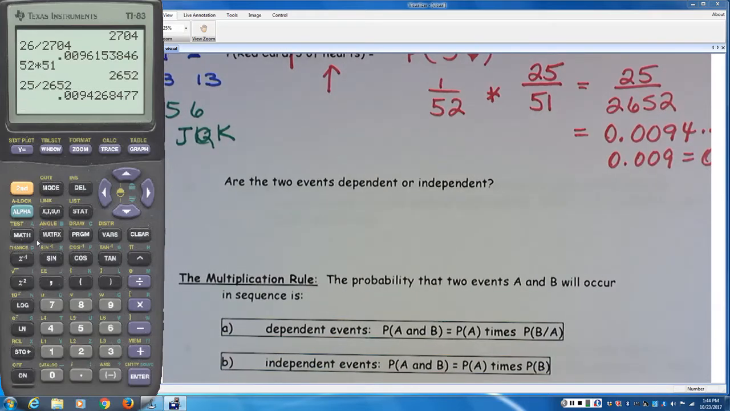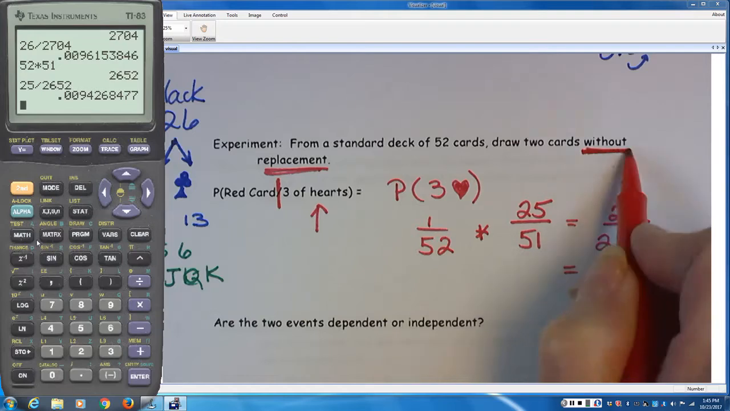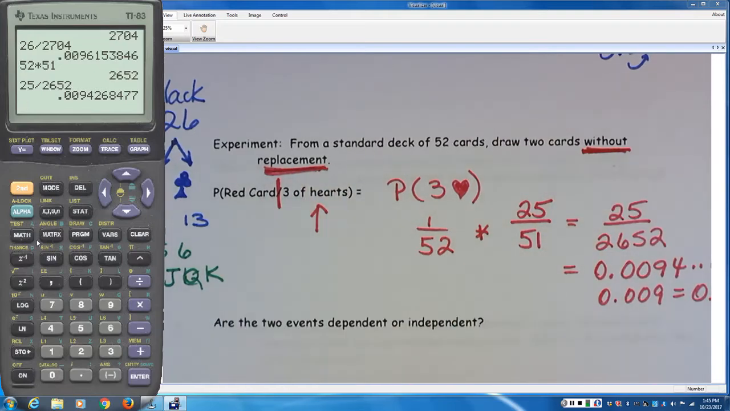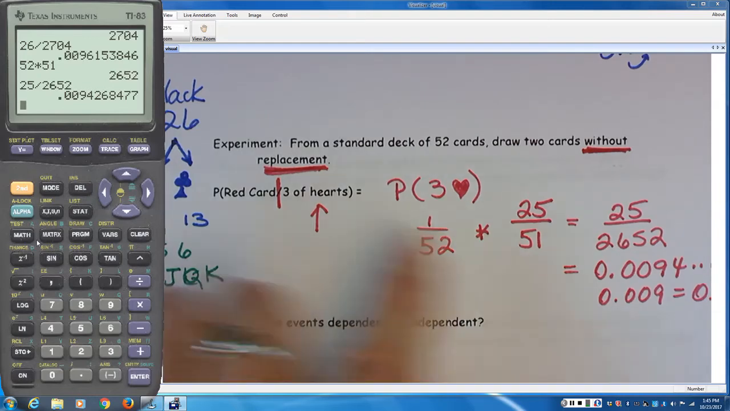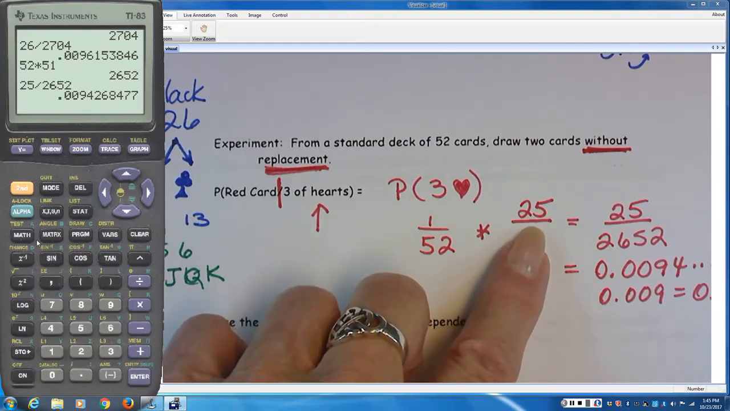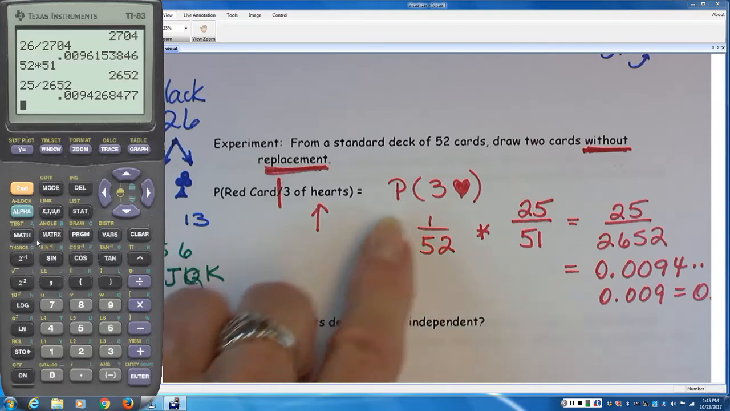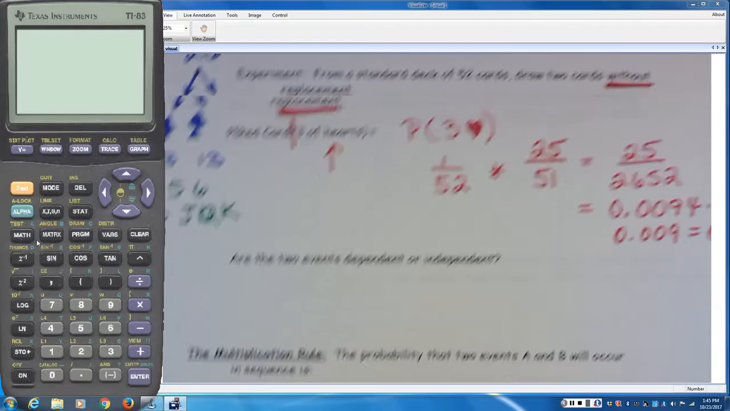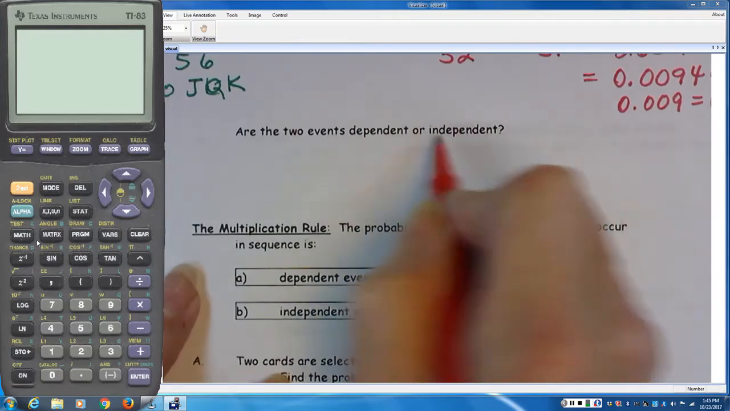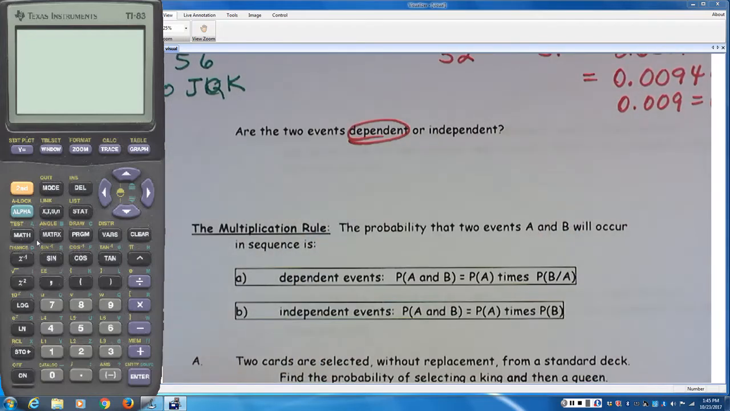So again, just a quick reminder, this is without replacement. That means that we had one fewer red card from this 26. And since we kept out the red 3 of hearts, then we only had 51 cards left in the deck. Okay? And these were dependent events because we didn't put it back in.